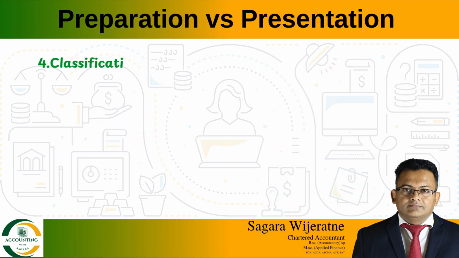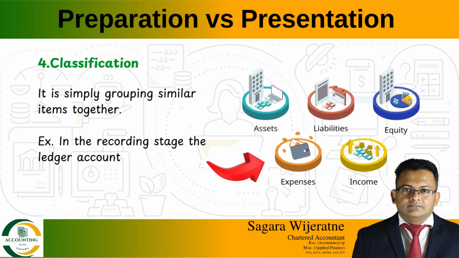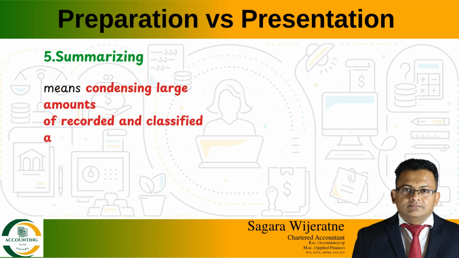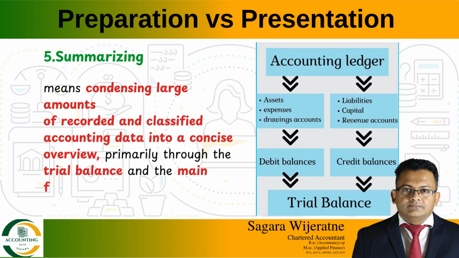Step 4. Classification. It is simply grouping similar items together. Example, in the recording stage, the ledger accounts are classified into assets, liabilities, equity, income, and expenditure. Step 5. Summarizing. Summarizing means condensing large amounts of recorded and classified accounting data into a concise overview, primarily through the trial balance and the main financial statements.